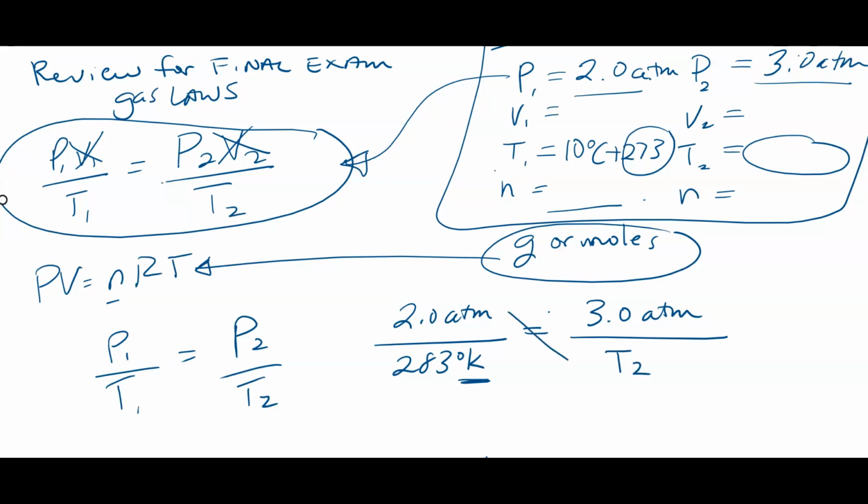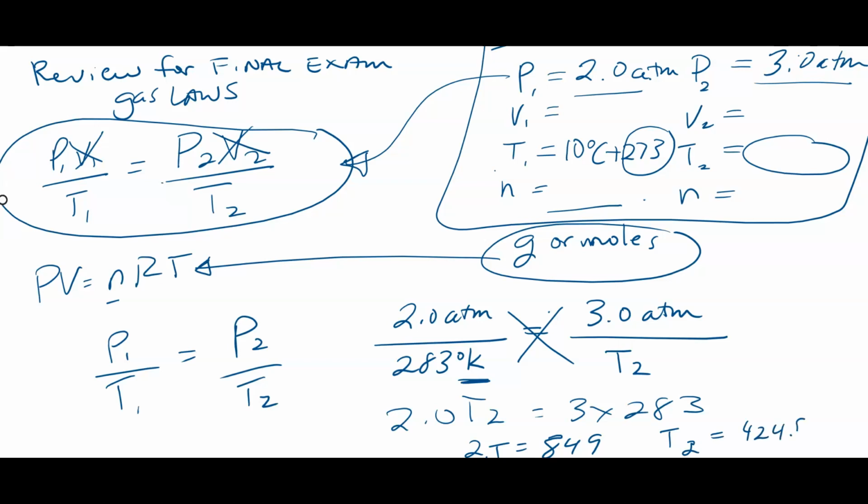Then I'm going to cross multiply. And I'm going to get 2 times T equals 3 times 283. I'll put this in the calculator. So my calculator, I'm going to do 3 times 283, which is 849. So 2T equals 849. Then I'm just going to divide both sides by 2. I'm going to get T2 is 424.5 degrees K. And then we have to think about sig figs.